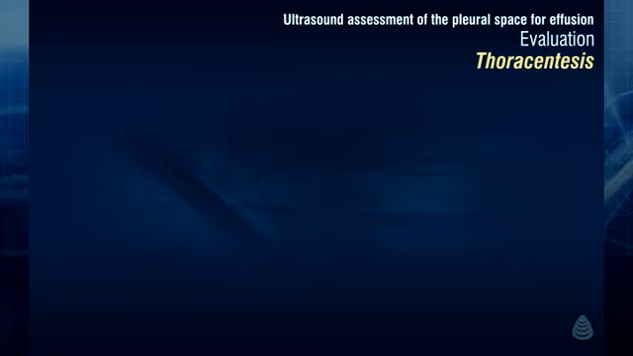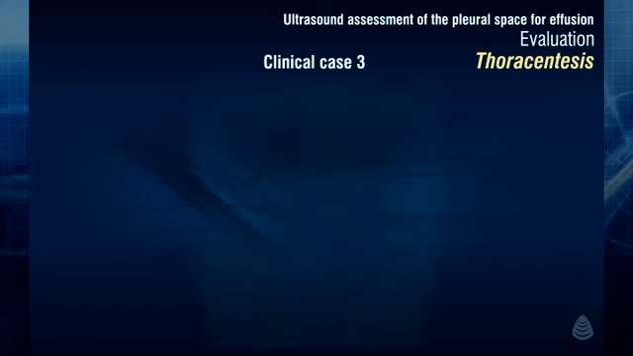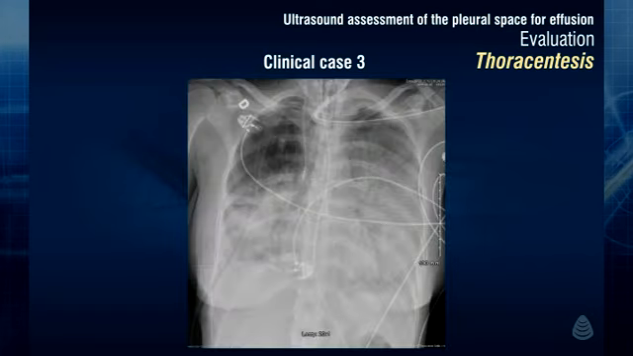Let's review an example of the latter with clinical case number 3. A 53-year-old female patient is hospitalized in the intensive care unit because of a pneumonia and ARDS after undergoing a partial resection of her right lung for a neoplasia. Bilateral diffuse infiltrates are seen on the chest X-ray. A right chest tube is still in place.